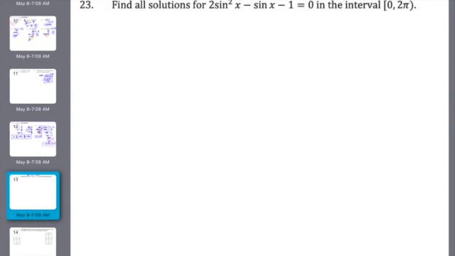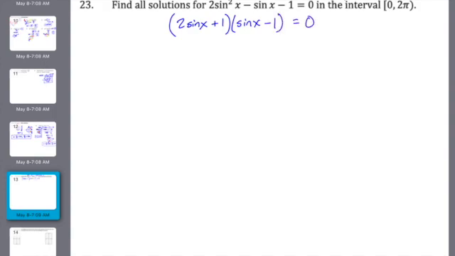And if you FOILed that out, 2u times u would give you 2u squared. And then the outsides are minus 2u plus 1u is negative 1u. And then positive 1 times negative 1 is negative 1. All right, so instead of putting u, I'm going to say 2 sine x plus 1 times sine x minus 1 equals 0.